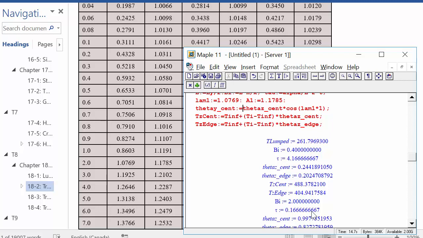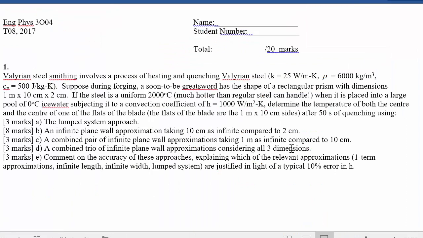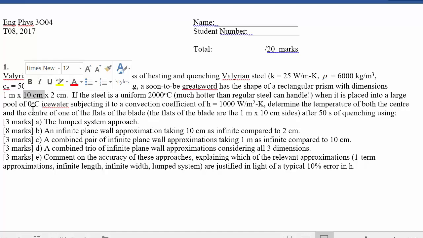And theta y at the center, oh, I guess I shouldn't have deleted that other part. Theta y at the center is going to be calculated with the same kind of formula as we calculated theta z before, except now we've substituted in the new Fourier number, the new lambda 1, and the new A1. This is because we're calculating things in this question at the center of the flat of the blade, and in the width direction, that's still in the middle.